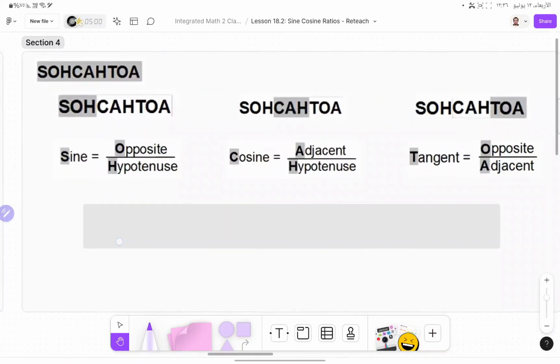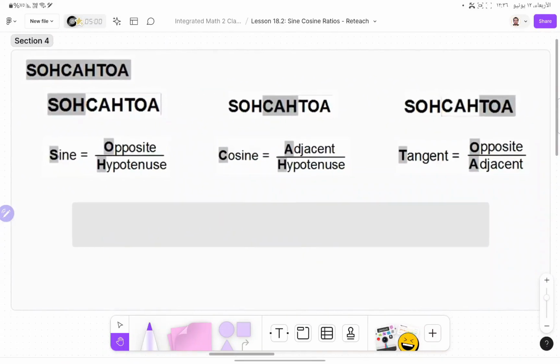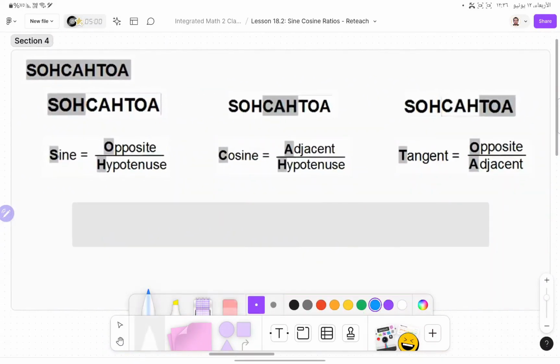Now, to help you memorize them, you can memorize this word here. If you memorize it, or write it in front of you when you start a test, quiz, or exam, you will never forget them. We call this one SOHCAHTOA. So what is SOHCAHTOA? Every three letters represent a word.